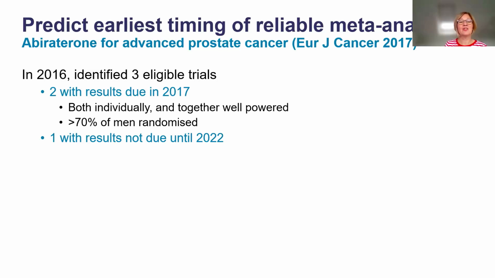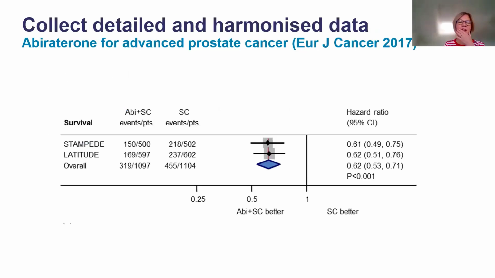But given that the 3rd trial didn't have results due until 2022, was it reasonable to wait 5 years to add that in? And we've done this in the past. You know, we always want the completeness of the data. But in fact, if we've got the power and we've got a large proportion of the eligible men, then we felt it was reasonable to target the meta-analysis for 2018, I think it was.